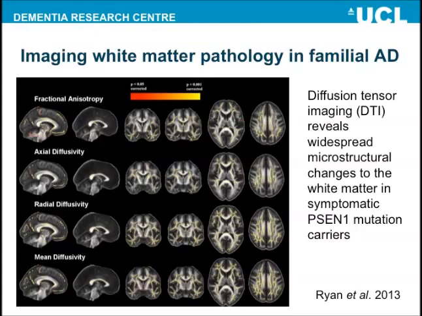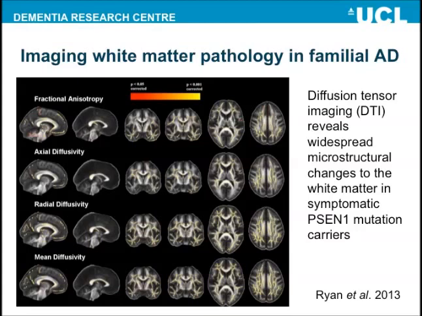So this was a study we published a couple of years ago when we looked at the white matter microstructure in patients with presenilin 1 mutations, and we found that symptomatic patients have this very widespread loss of white matter integrity. And these different metrics, fractional anisotropy and axial, radial and mean diffusivity, basically tell us about the way the white matter is damaged in different ways, so they give us insights into the underlying pathology. But again, this is looking at a group level.